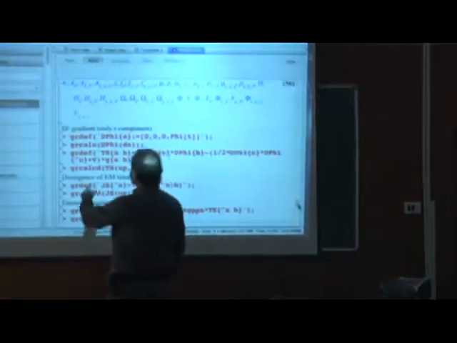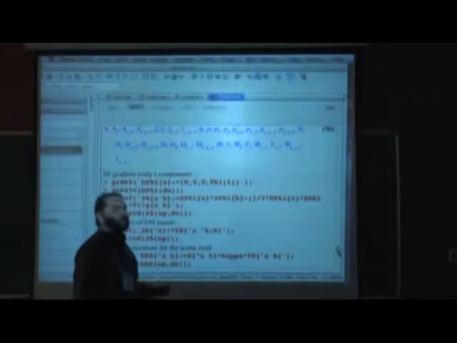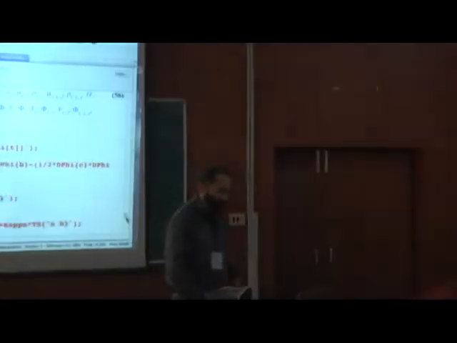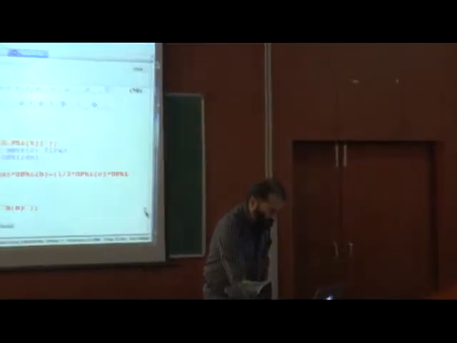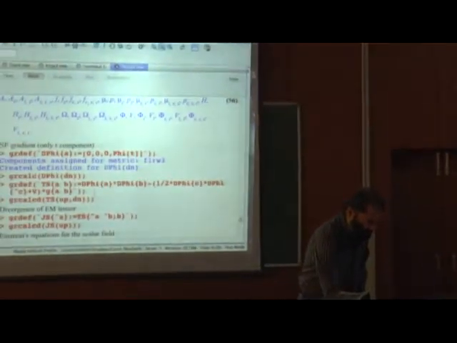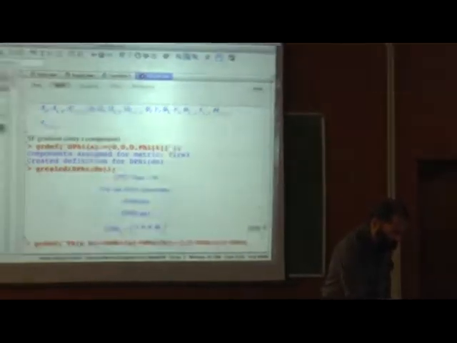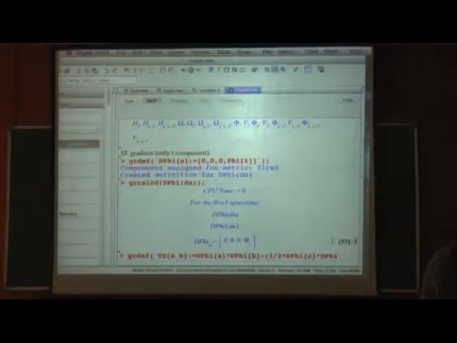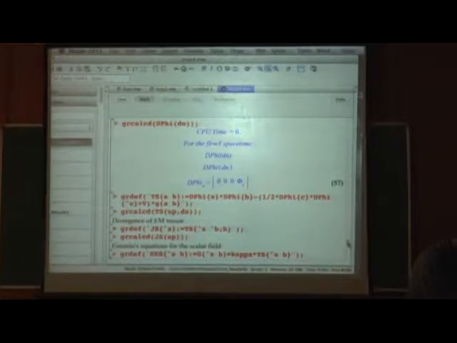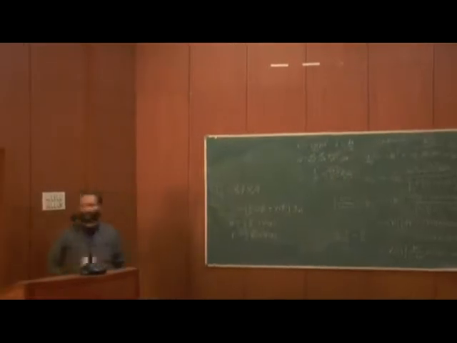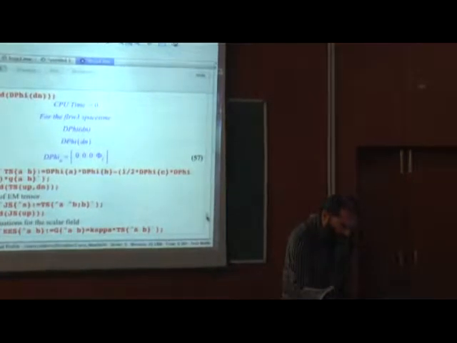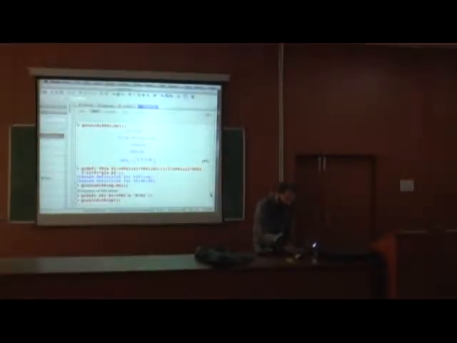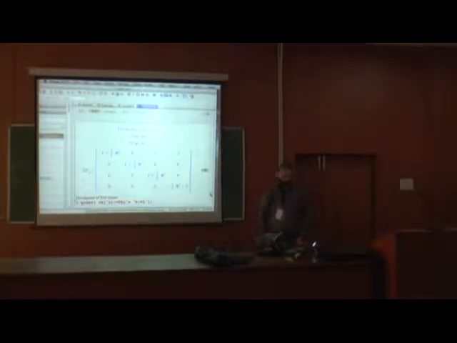This is the gradient of the scalar field, which has only the time component, and it's a time derivative. Okay? Now we calculate and display. See, this is the gradient. Now, here is the definition that I just wrote on the blackboard. I wrote it with a minus sign here. Okay. So this is the definition of the energy momentum tensor of the scalar field. Right? And it is calculated.